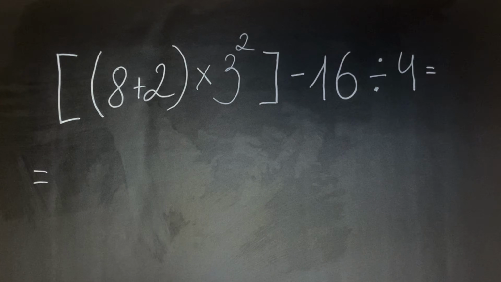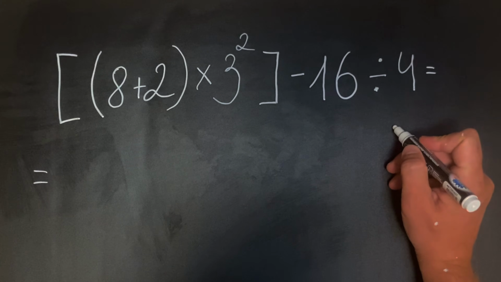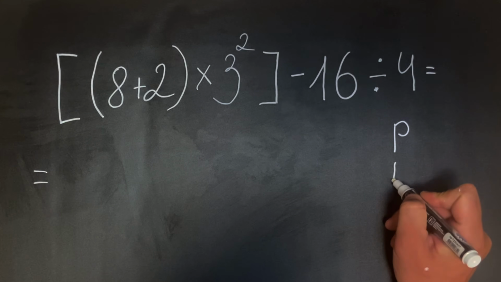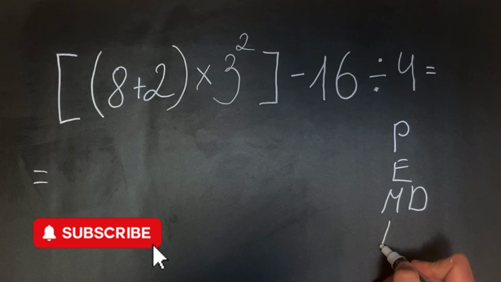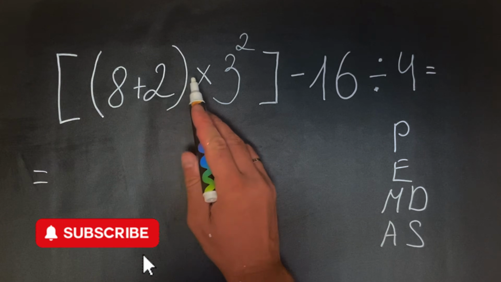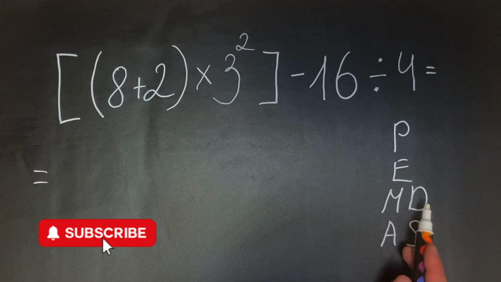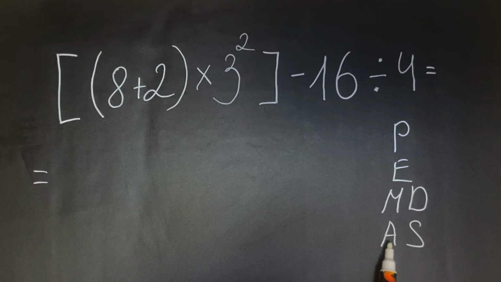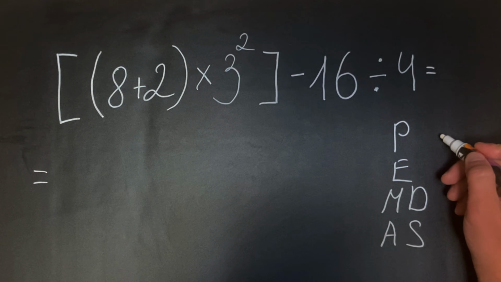So to solve this equation, we must remember the order of operations, which is PEMDAS, where P stands for parentheses, E stands for exponents, M stands for multiplication, D stands for division, A stands for addition, and S stands for subtraction.